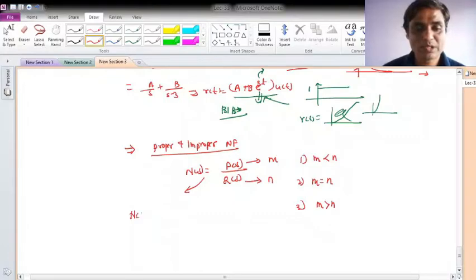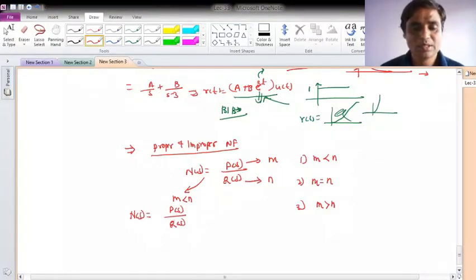So now suppose I have N of s, and my degree of numerator is less than the degree of denominator.